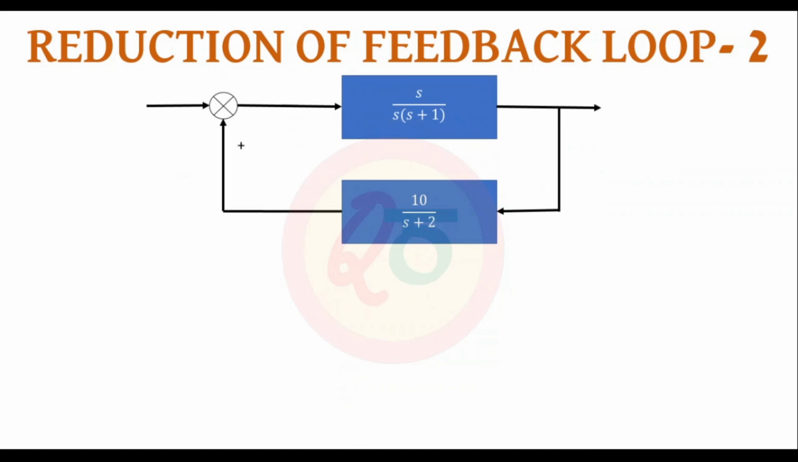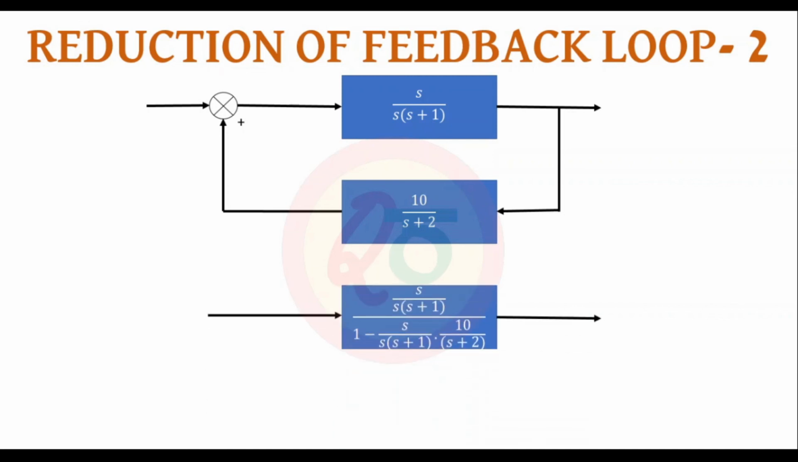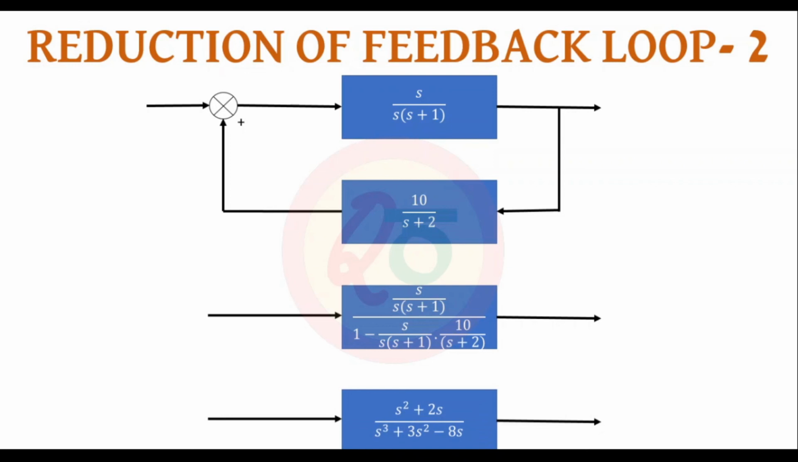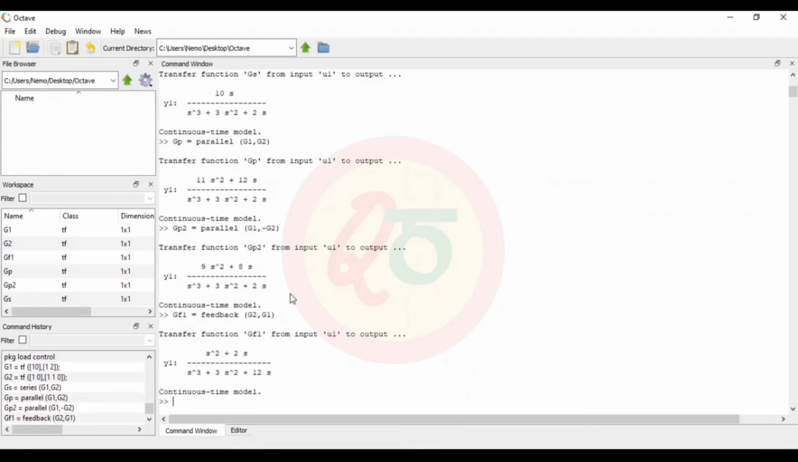Now, if the feedback loop is connected with a positive sign instead of a negative sign, the formula is forward block by 1 minus feedback block into forward block. So the answer will be s square plus 2s by s cube plus 3s square minus 8s.